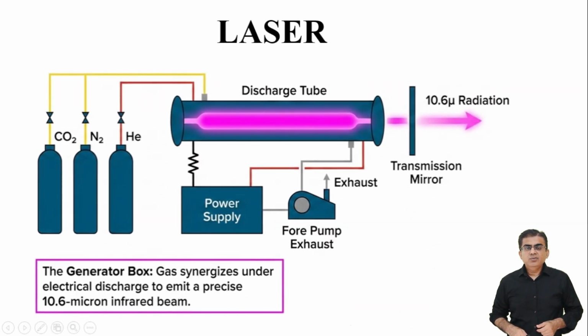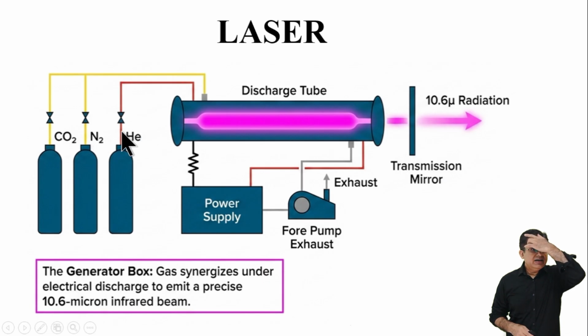Let us start by understanding the basic word laser. Laser stands for light amplification by stimulated emission of radiation. Look at the simple diagram on your screen to see exactly how this is created. Inside the machine, we have a central glass tube filled with a specific gas mixture. This gas mixture is called our lasing medium. In our operating rooms, this gas is usually a mixture of carbon dioxide, nitrogen, and helium.